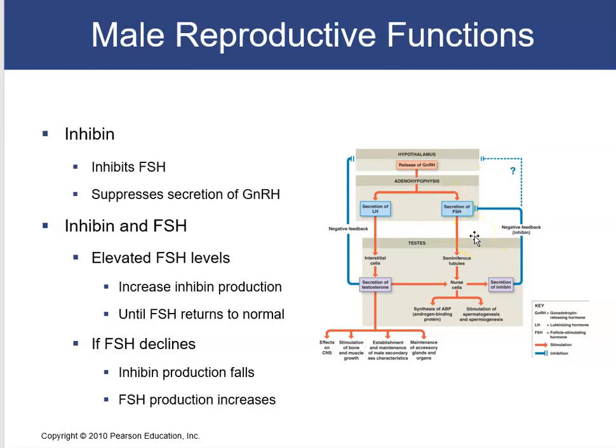Elevated levels of FSH will end up increasing the production of inhibin, and inhibin levels will increase until the FSH levels return to normal. If FSH declines, so too will inhibin production fall, and this will allow FSH production to increase.